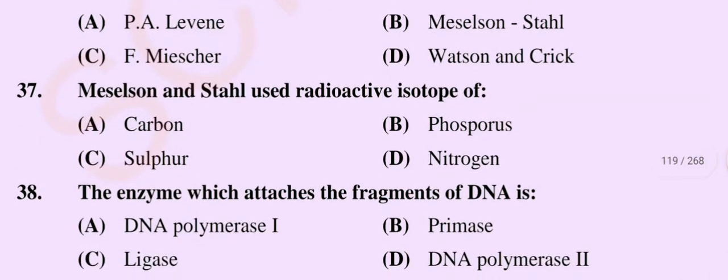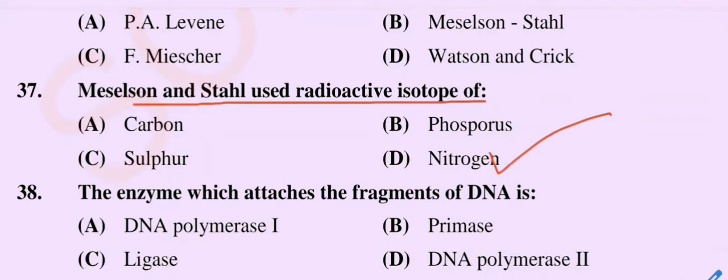Question number 37. Meselson and Stahl used radioactive isotope of option A carbon, option B phosphorus, option C sulfur, option D nitrogen. So the correct option is option D nitrogen.